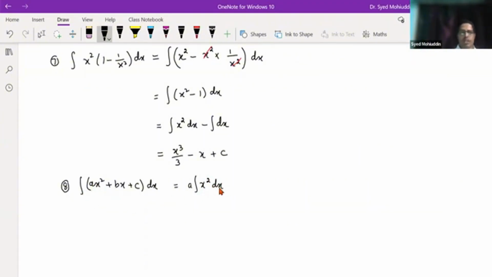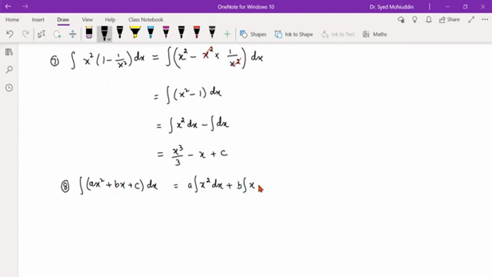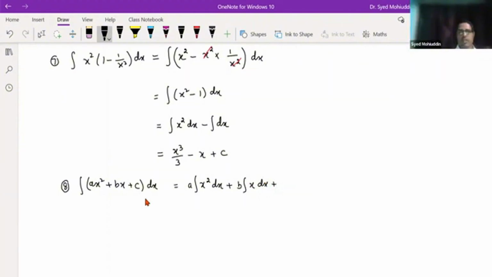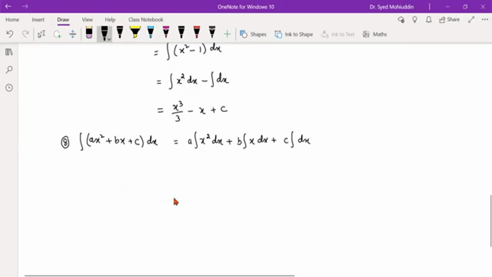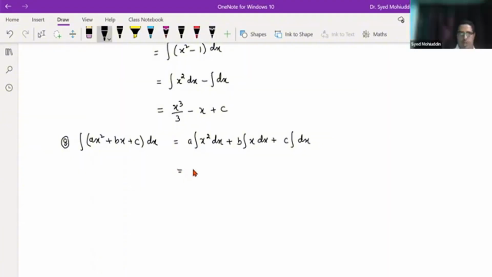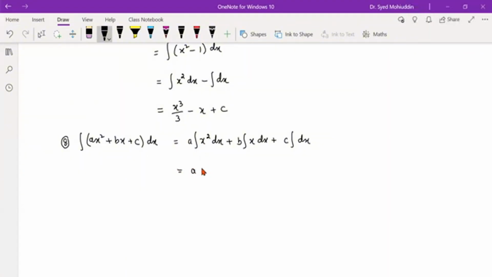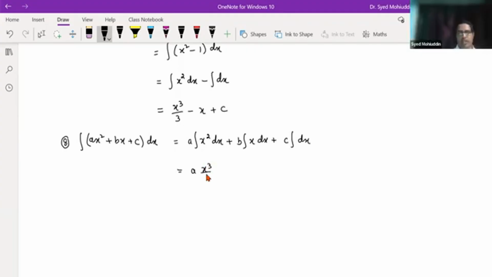Now apply the integral for the second term. In the second term, b is a constant, I'll take b outside. It is the integral of x into dx, plus. And the last term c is a constant, I'll take that c outside. You have the integral of just dx, right? So this will be equal to a into the integral of x square, which will be x cube by 3, plus b into x, the integral of x will be x square by 2, plus c into the integral of dx, which is x, right? Plus the constant of integration c.